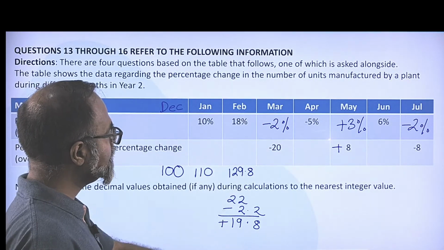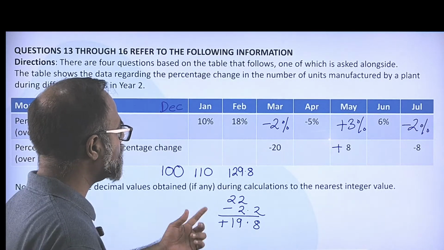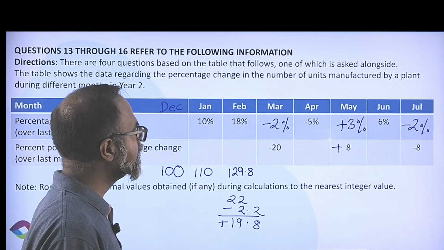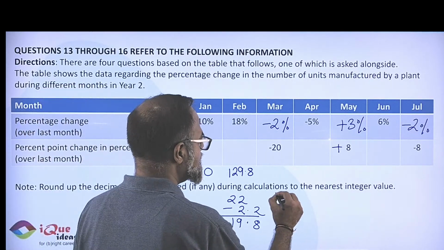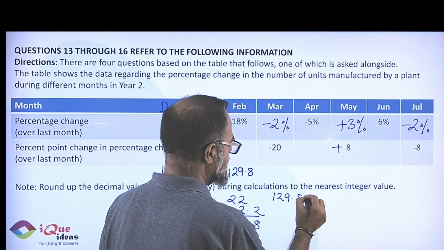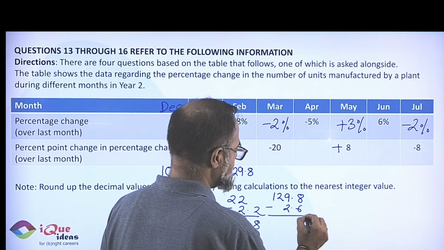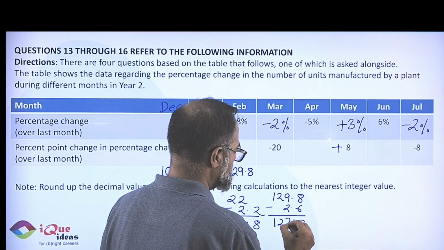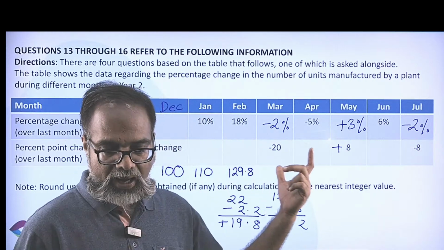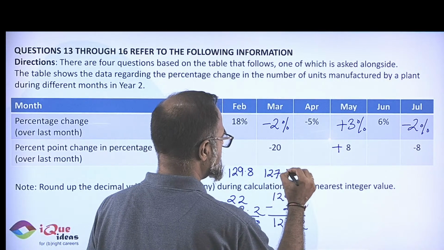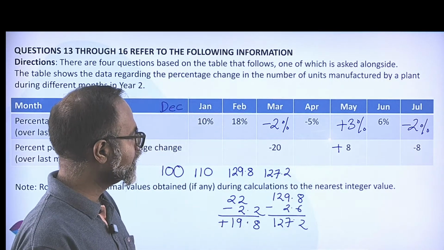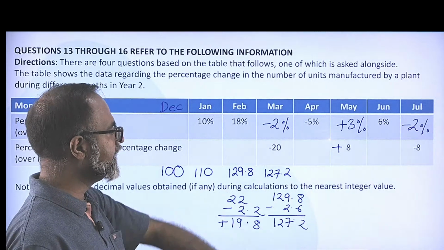So 129.8, 2% decrease. So 1% is 1.298. Let's take it as 1.3. So 2% is 2.6. So 129.8 minus 2.6. So this gives me 127.2. So for March, I will take my value as 127.2. Great. Next, there is a 5% decrease.